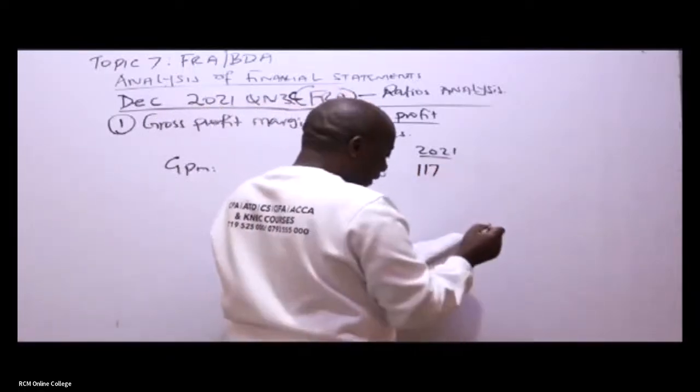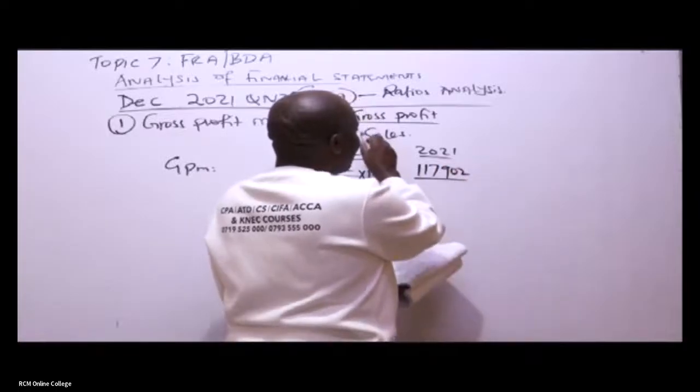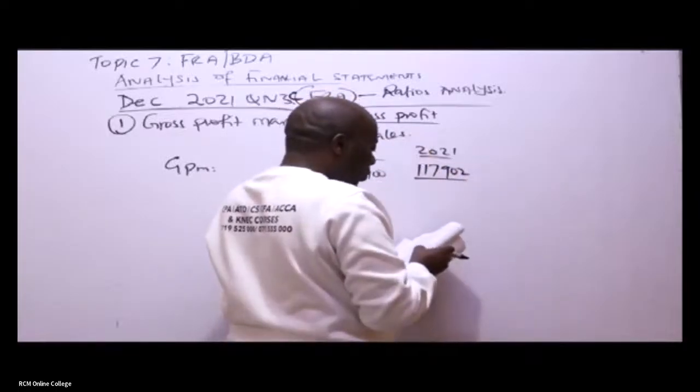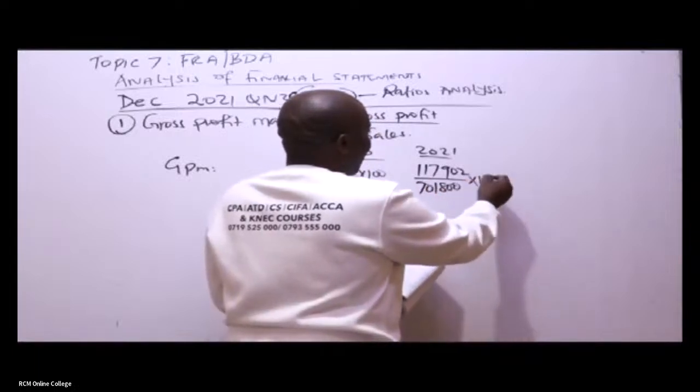For 2021 we have 117,902. We divide this by our sales revenue for 2021, which is 701,800, times 100.